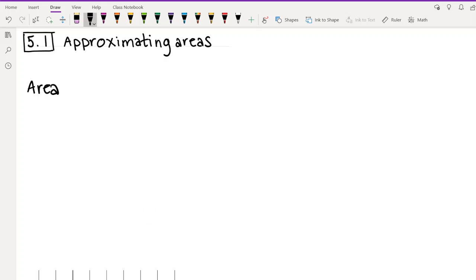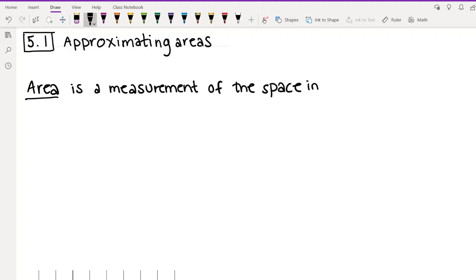So the way I'm going to say it here is that area is a measurement of the space in a two-dimensional region. And the word space is a little bit funny to use here because usually space actually refers to a three-dimensional shape, but I think you all know what I mean.